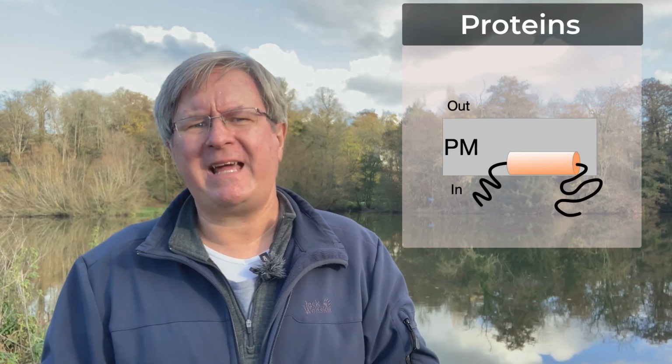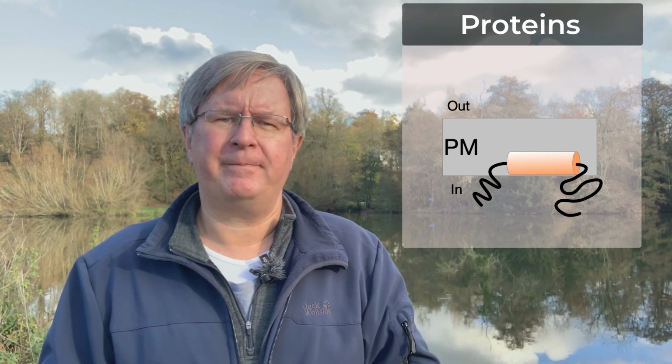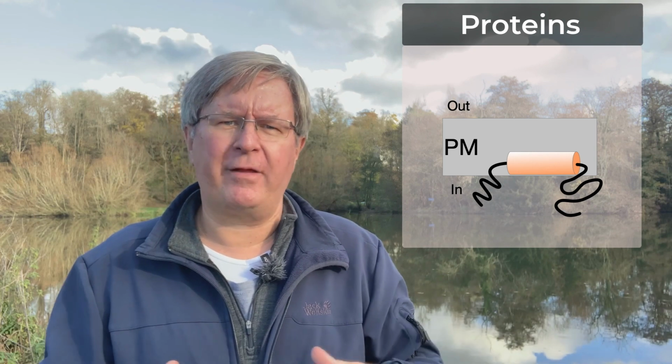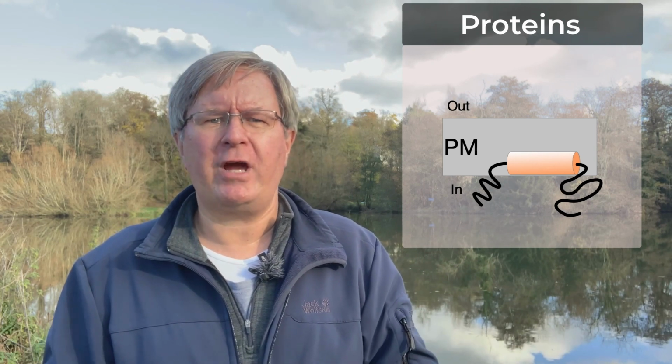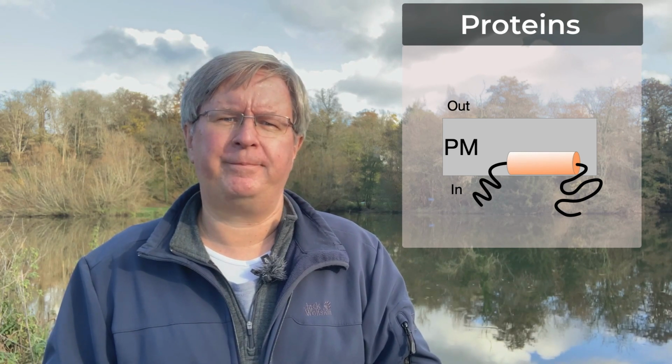4. Embedded alpha helix. Here, the protein is anchored to the cytosolic face of the membrane using an embedded alpha helix. An example of this type of protein are the reticulons that are involved in the shaping, that is, the curving of the membrane of the endoplasmic reticulum.